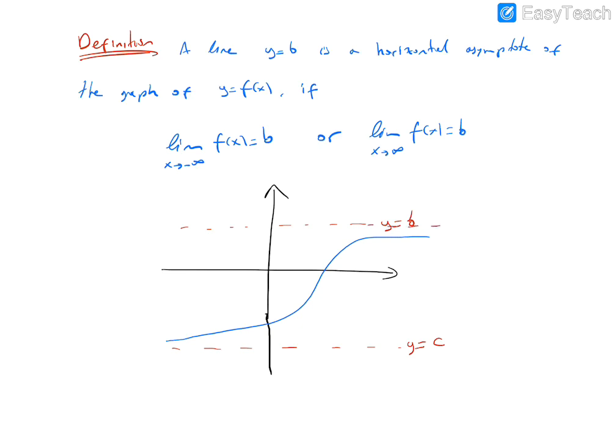The right side says the limit when x goes to infinity of f of x approaches b. The left side says the limit when x goes to minus infinity equals c. So according to these two limits, we can say this graph is correct. And y equals b and y equals c are horizontal asymptotes. The graph of the function f of x has two horizontal asymptotes.